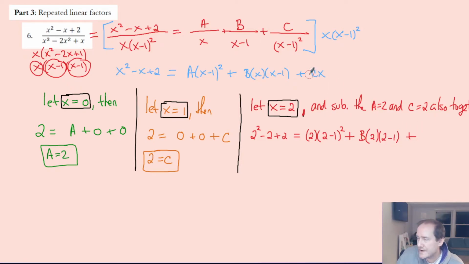And then C is not really an unknown to us. We know that C is 2, so you'll plug in 2 for C. And we let x be 2, so you'll plug in 2. That's a lot of 2's. Now just do the math.